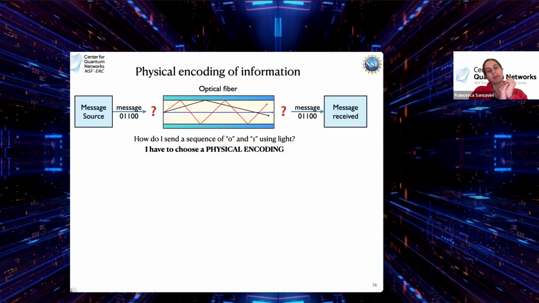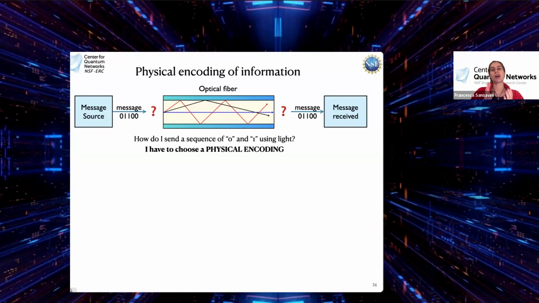So before moving to quantum information encoding, I wanted to make clear this part of physical encoding of information from the classical point of view. So if we do have this message, so we have a message source and we have a message, and our message is, for example, 0110 that we are used to, because nowadays we're used to thinking in terms of bits. I want to send this message through a channel, and let's say that my channel is an optical fiber, but an optical fiber doesn't know what is a 0 and what is a 1.